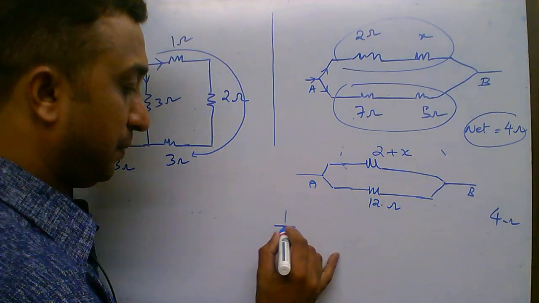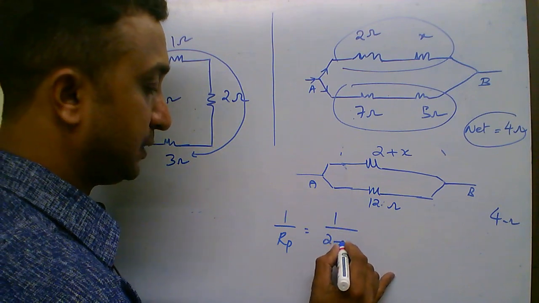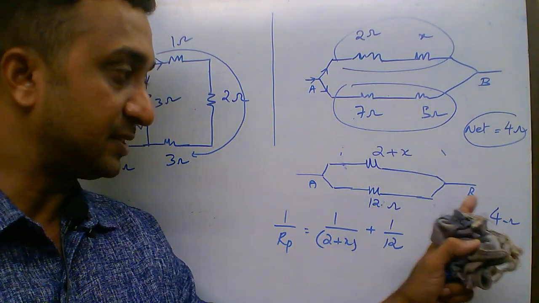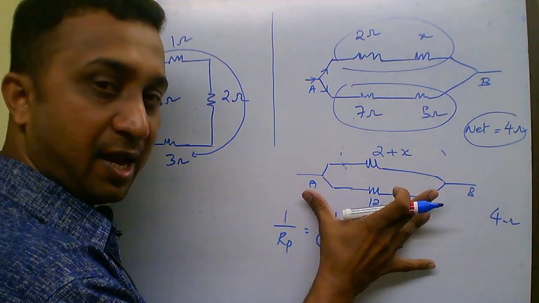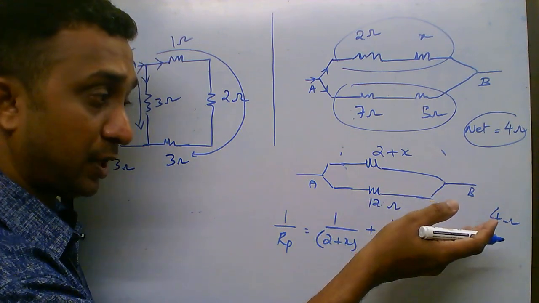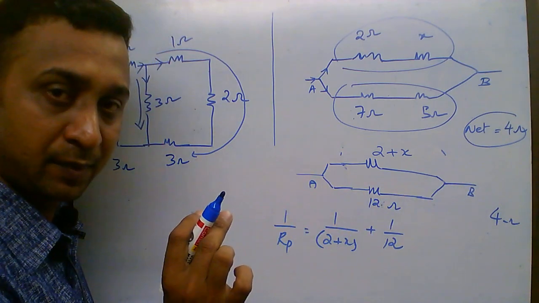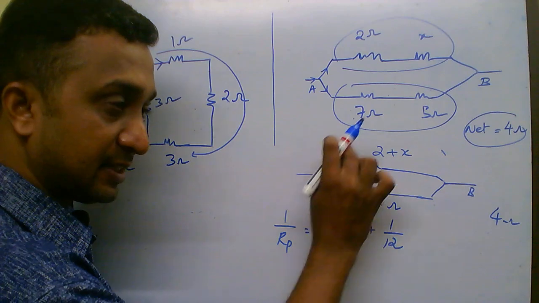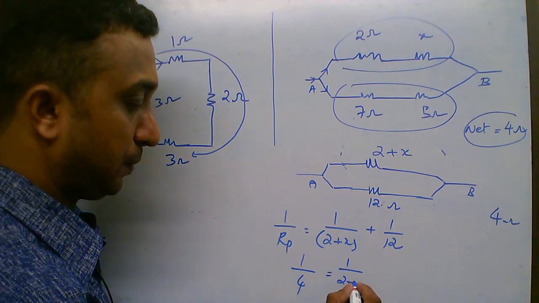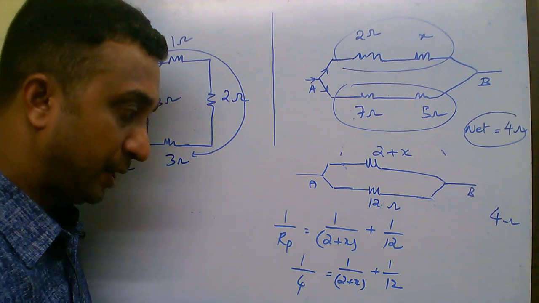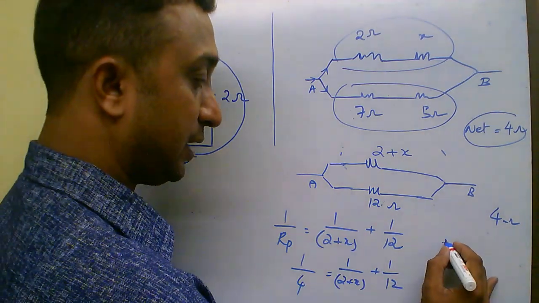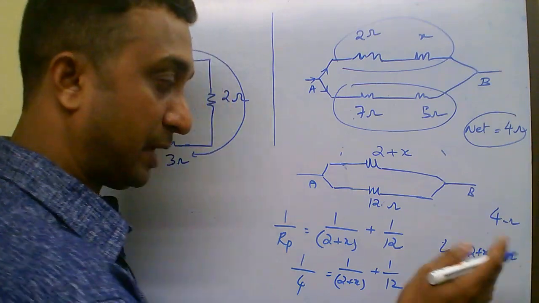So 1/Rp is equal to 1/(2 plus x) plus 1/12. And they have said the net resistance, that is the Rp in this case, the resistance between A and B is 4 ohms. So I can substitute Rp as 4 ohms. Hope you understood why I am substituting 4 ohms, because they have said the resistance between A and B is 4 ohms. So I can write it as 1/4 equals 1/(2 plus x) plus 1/12. Now I have seen some answer papers where some students write it as 4 is equal to 2 plus x plus 12, with all of them in the denominator. In mathematics such things are not allowed.